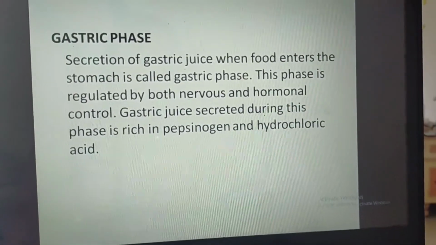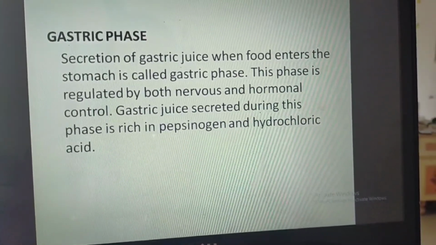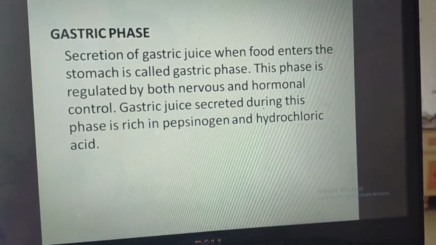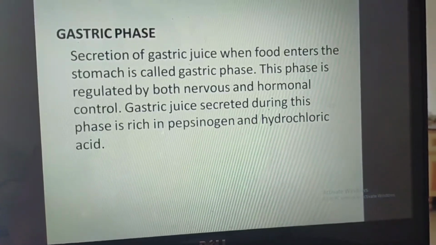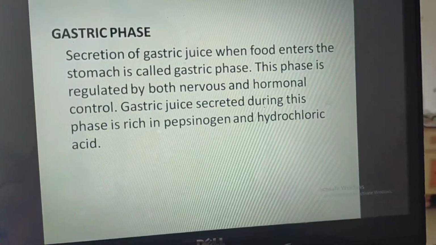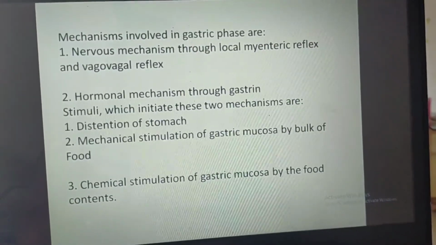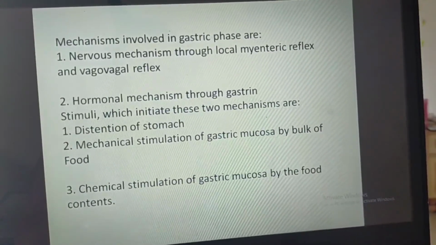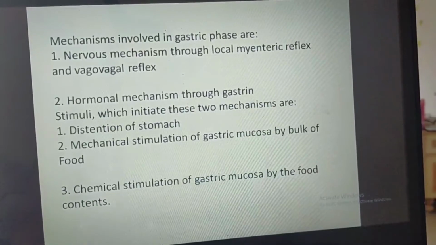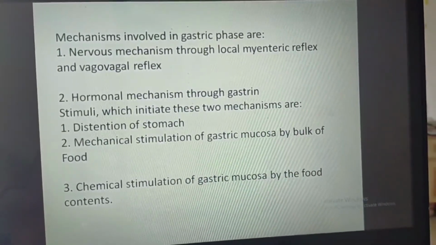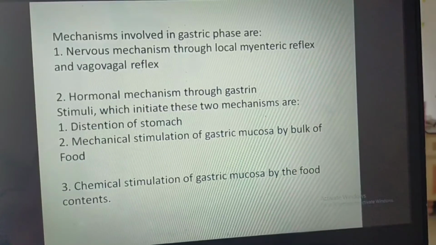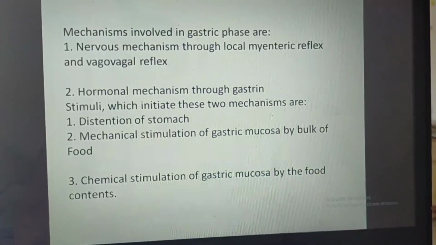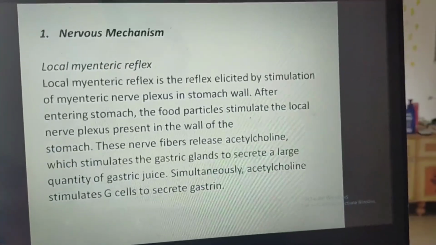Gastric phase. Secretion of gastric juice when food enters the stomach is called the gastric phase. This phase is regulated by both nervous and hormonal control. Gastric juice secreted during this phase is rich in pepsinogen and hydrochloric acid. Mechanisms involved in the gastric phase are the nervous mechanism through local myenteric reflex and vagal reflex, and the hormonal mechanism through gastrin. Stimuli which initiate these mechanisms are distension of the stomach, mechanical stimulation of the gastric mucosa by bulk of food, and chemical stimulation of the gastric mucosa by the food contents.